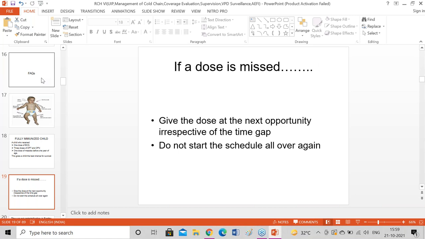If a dose is missed, then what to do? Give the dose at the next opportunity, irrespective of the time gap. Do not start the schedule all over again.